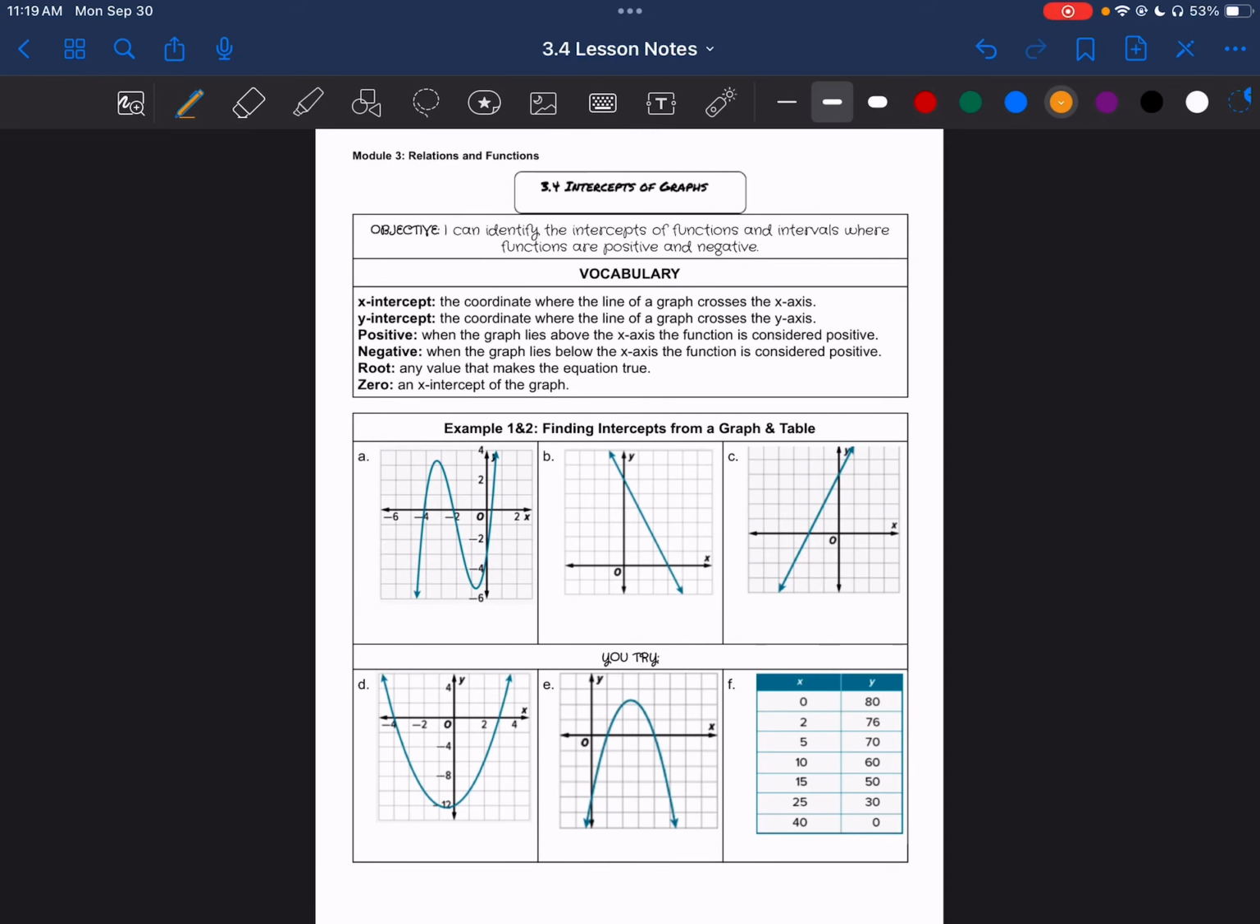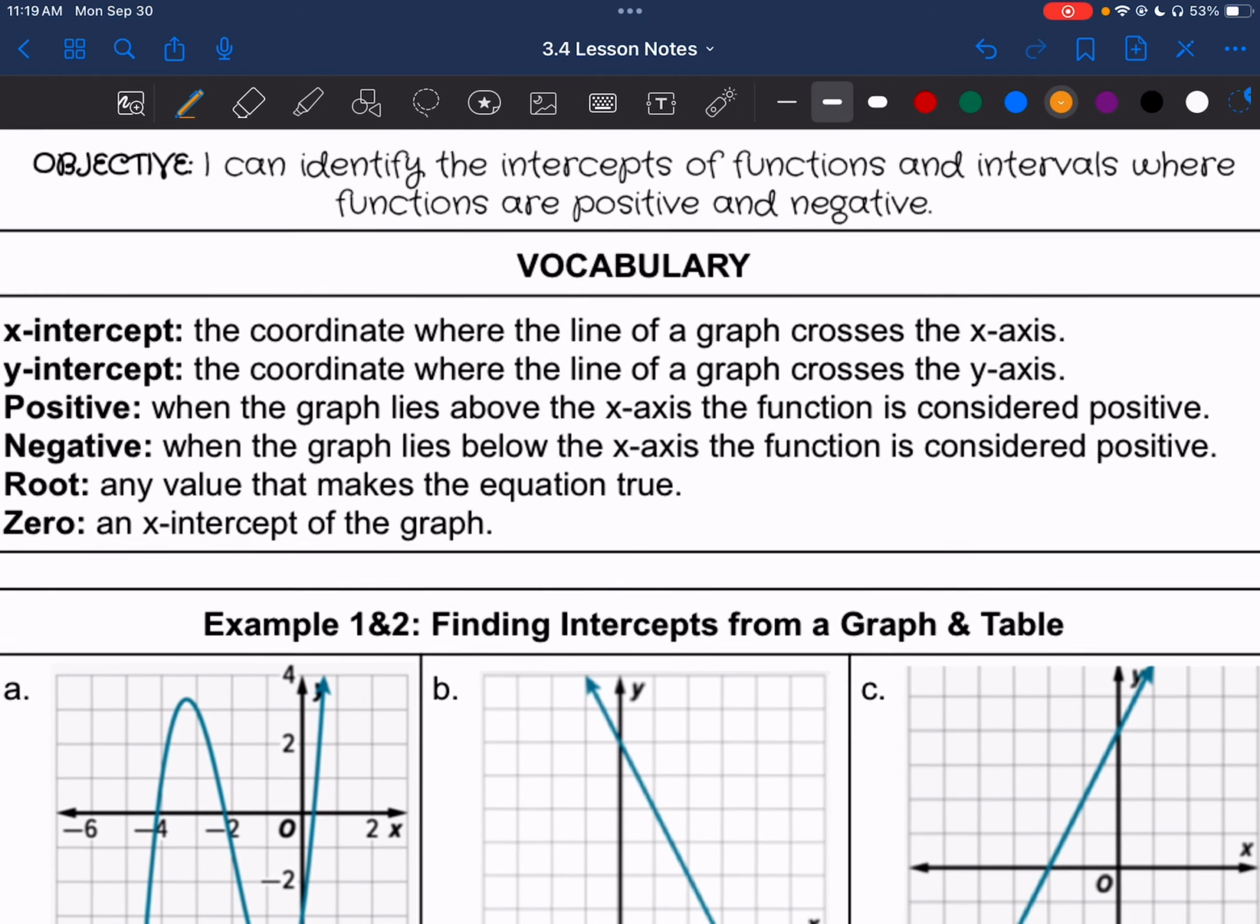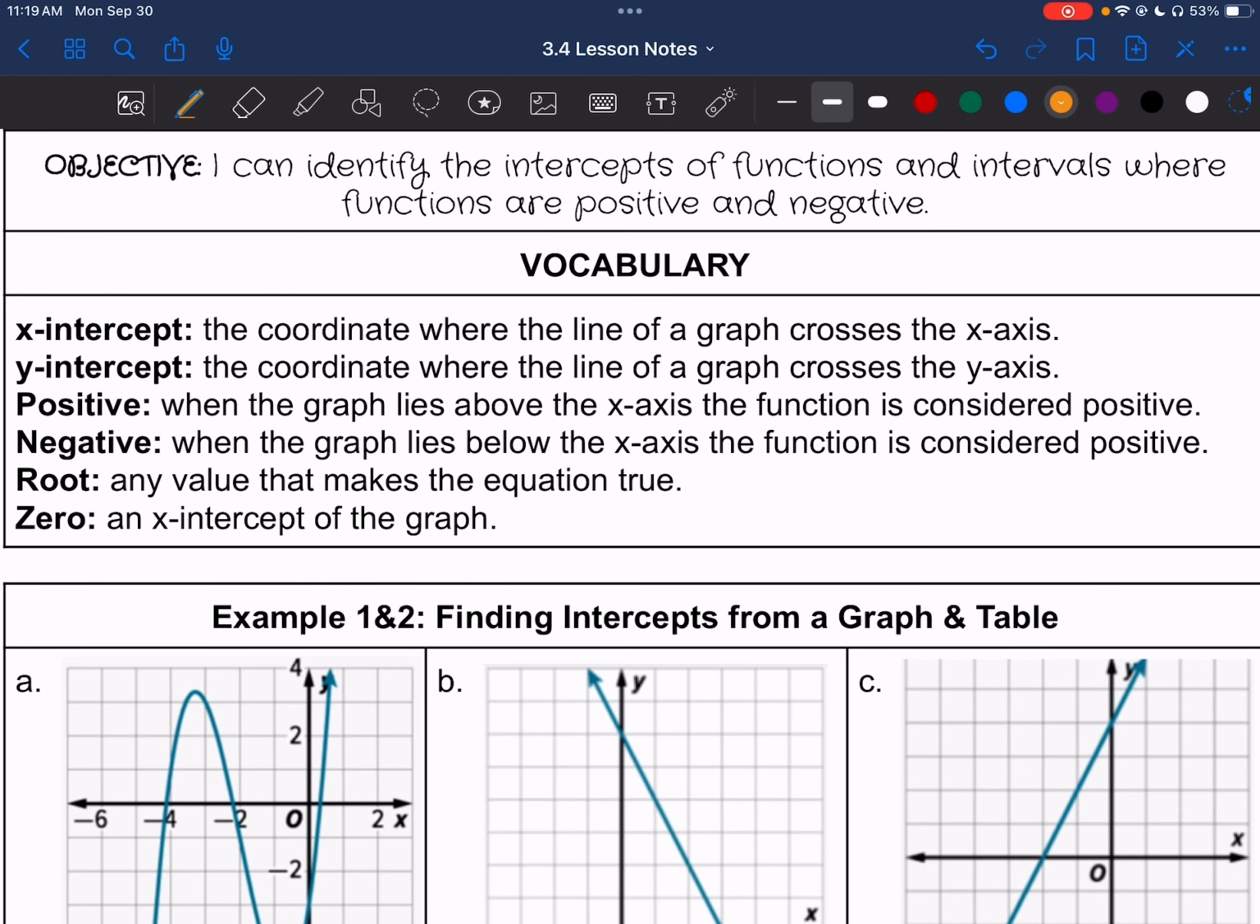Hello and welcome to Module 3.4, Intercepts of Graphs. Our objective today is that I can identify the intercepts of functions in intervals where functions are positive and negative.